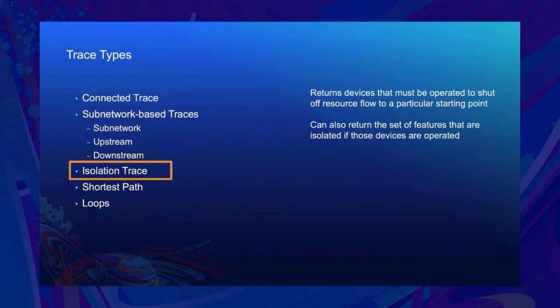Now, along with that, you can also return the set of features that are isolated if those devices are operated. So going back to the gas trace example, not only do you want to return a list of the valves that you need to shut, but you also want a return of all the customers that will be impacted by closing those valves.